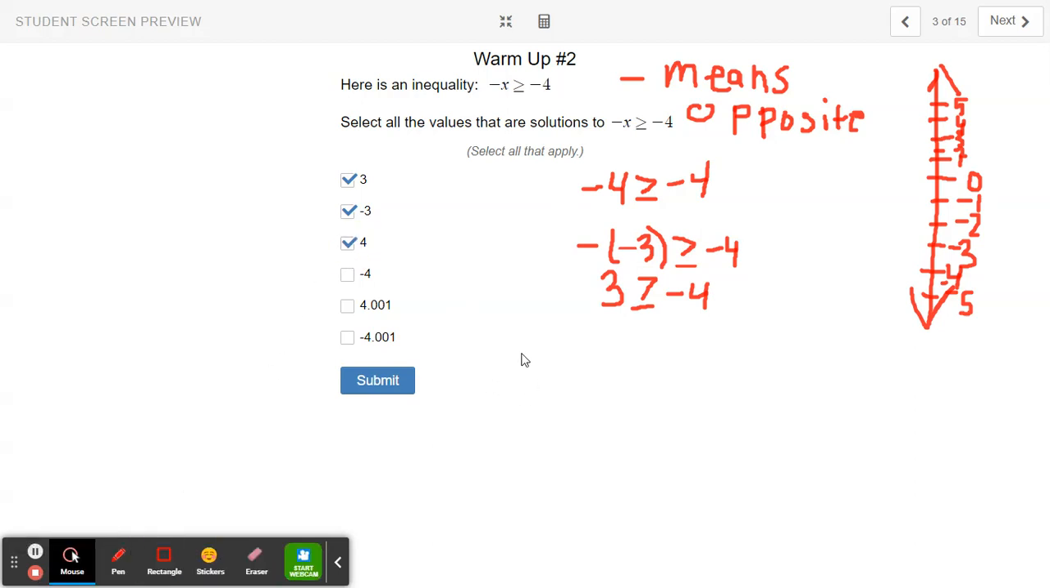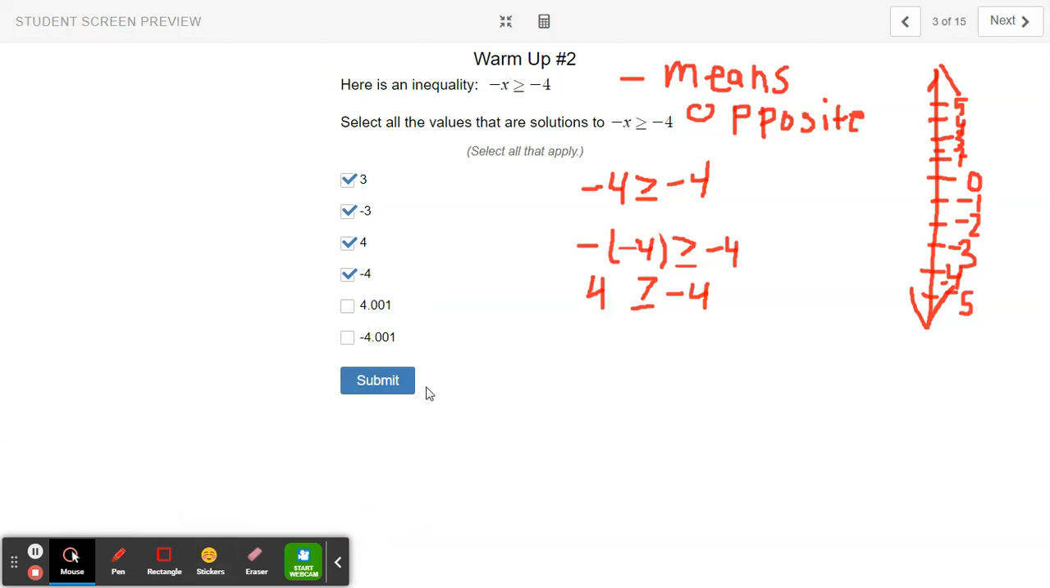So let's check that. And then we do the same thing for the next one, except this is no longer negative 3. We're putting in a negative 4 for x, right? So wherever the x was, we put in a negative 4. So the opposite of negative 4 is actually positive 4. And is positive 4 greater than or equal to negative 4? Yes, it is. So that works as well.